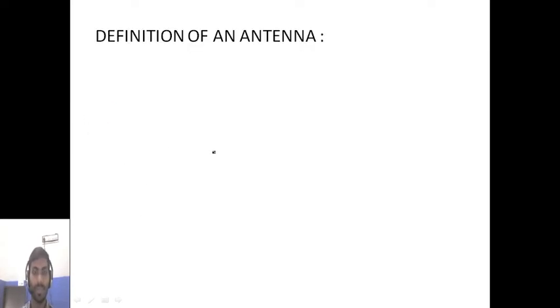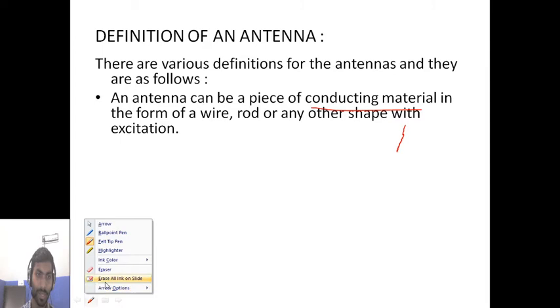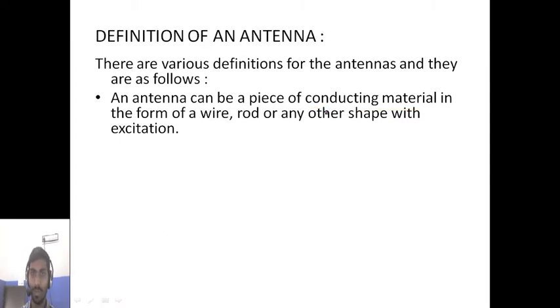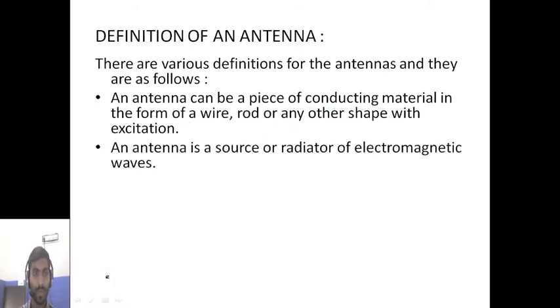Coming to the definitions of antenna, one thing I said is that an antenna is a transducer. There are many other definitions for antennas, and we are going to go through them. First, an antenna can be a piece of conducting material. Similarly, as I said earlier, a free wire can act as an antenna. Wire is a conducting material, as you have used in network theory and EDC labs. A piece of conducting material in the form of a wire, rod, or any other shape is an antenna when it is excited.